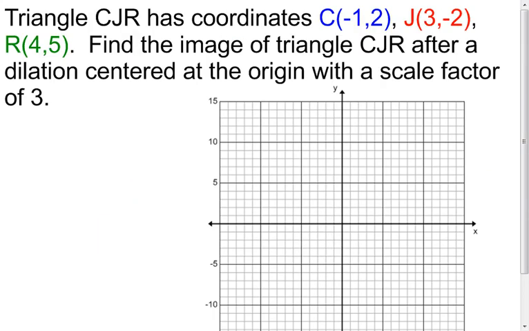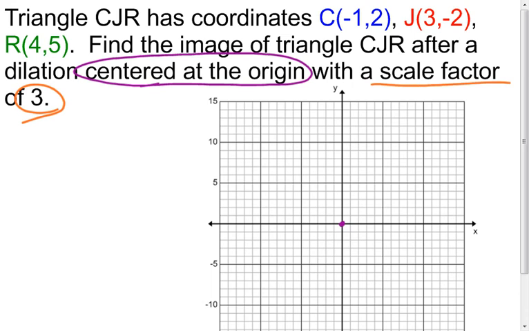And I have a triangle, and I give you the coordinates of the triangle, and I want to find the image of this triangle after a dilation that's centered at the origin. So I'm going to focus on that, centered at the origin, which would be right here, and the scale factor is 3. Now notice it's a positive scale factor, so my images are going to be on the same side of the origin as the pre-image.